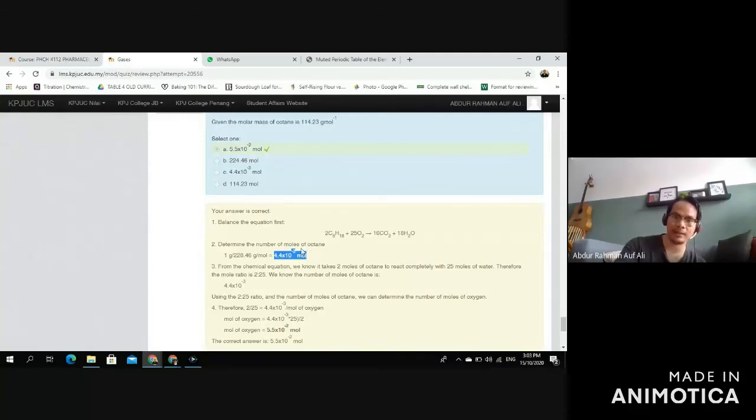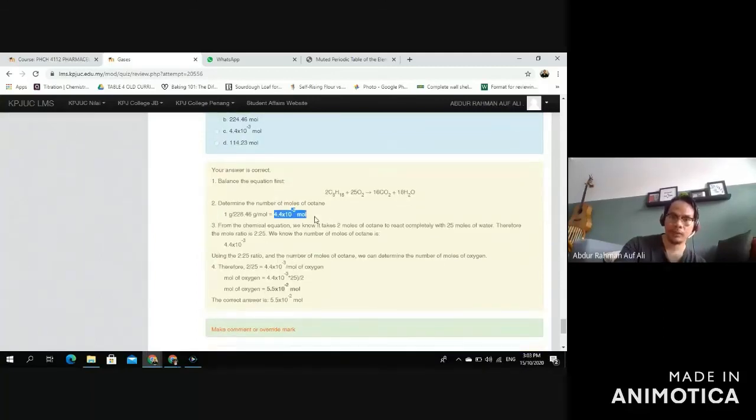So this is the number of moles of octane. Okay, to find the number of moles of oxygen, we can use this number of moles of octane. From the chemical equation, we know that it takes 2 moles of octane to react completely with 25 moles of oxygen. Therefore, the mole ratio of the reactants is 2 to 25. The 2 is the moles of octane, you see there is a number 2 in front. And 25 is the number of moles of oxygen. That's the ratio, 2 to 25.